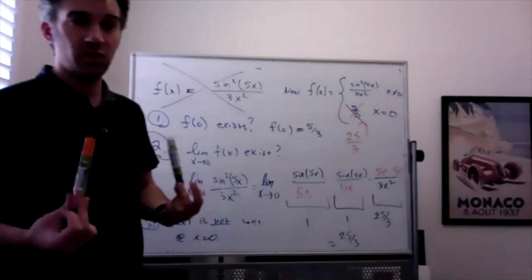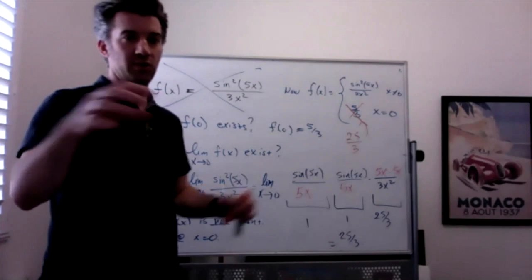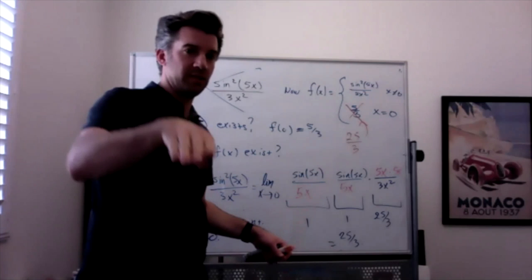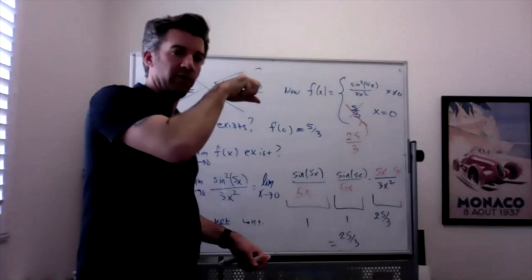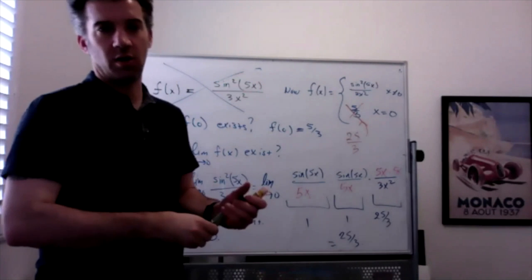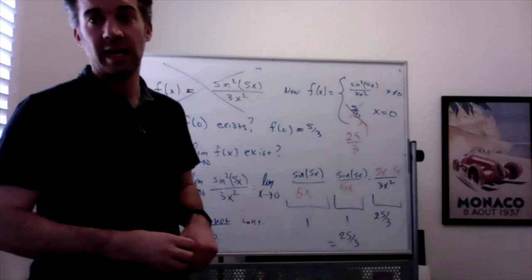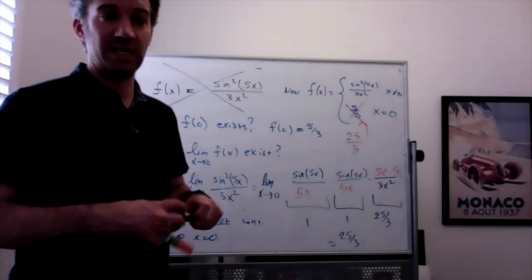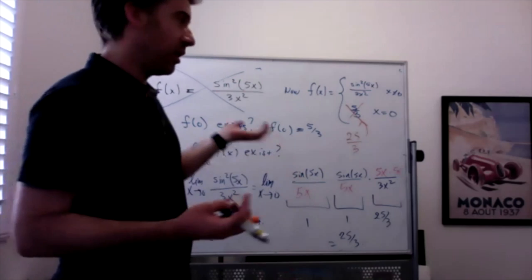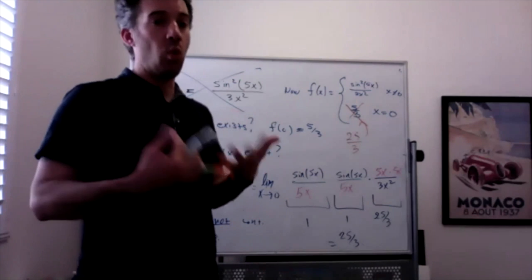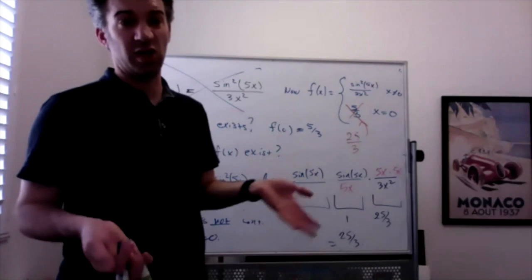Functions like this that have what are called point discontinuities, where you have a function that's continuous and you remove one point from it. Those are called point discontinuities, and they do have what's called a continuous extension, where you can say, oh, I can fill in that one point and make the function continuous.